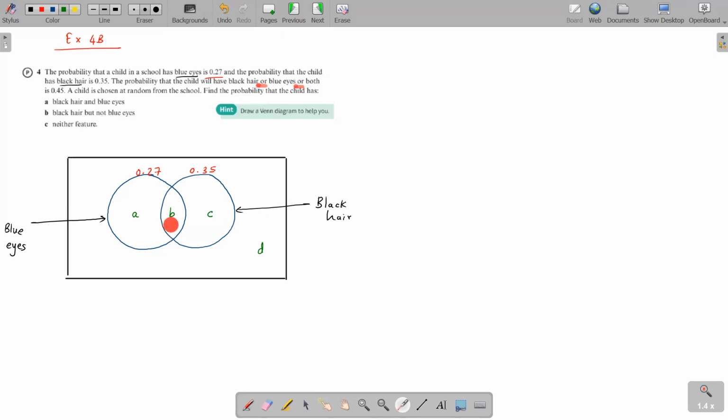Can you see? It's the intersection of the circle. So this includes people with both the features. But the people in region C belong to the black hair circle, but they're outside the blue eyes. So therefore, the people in region C have only black hair. They don't have blue eyes. And if you take the people in region D, they have neither of the two features. They don't have black hair. They don't have blue eyes. So their features are different.